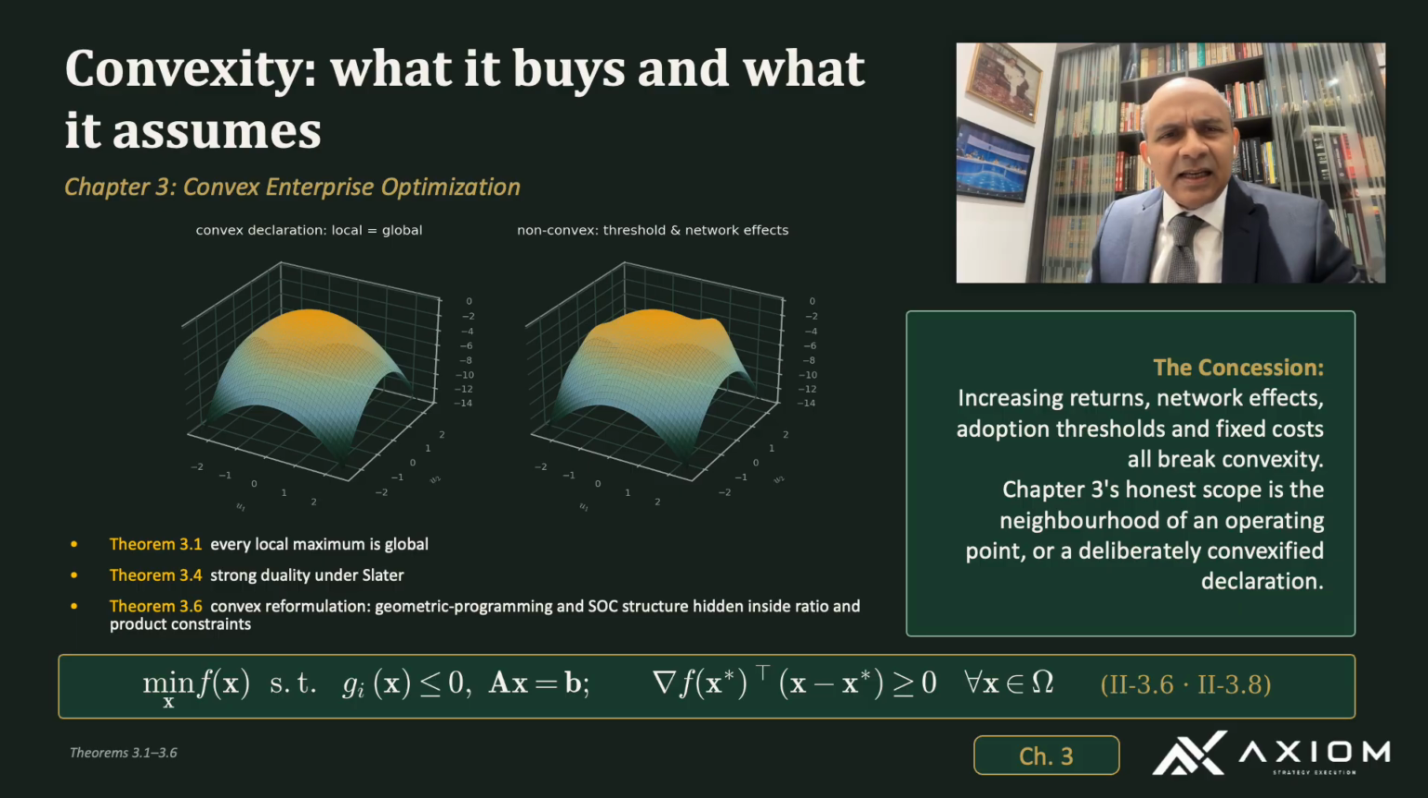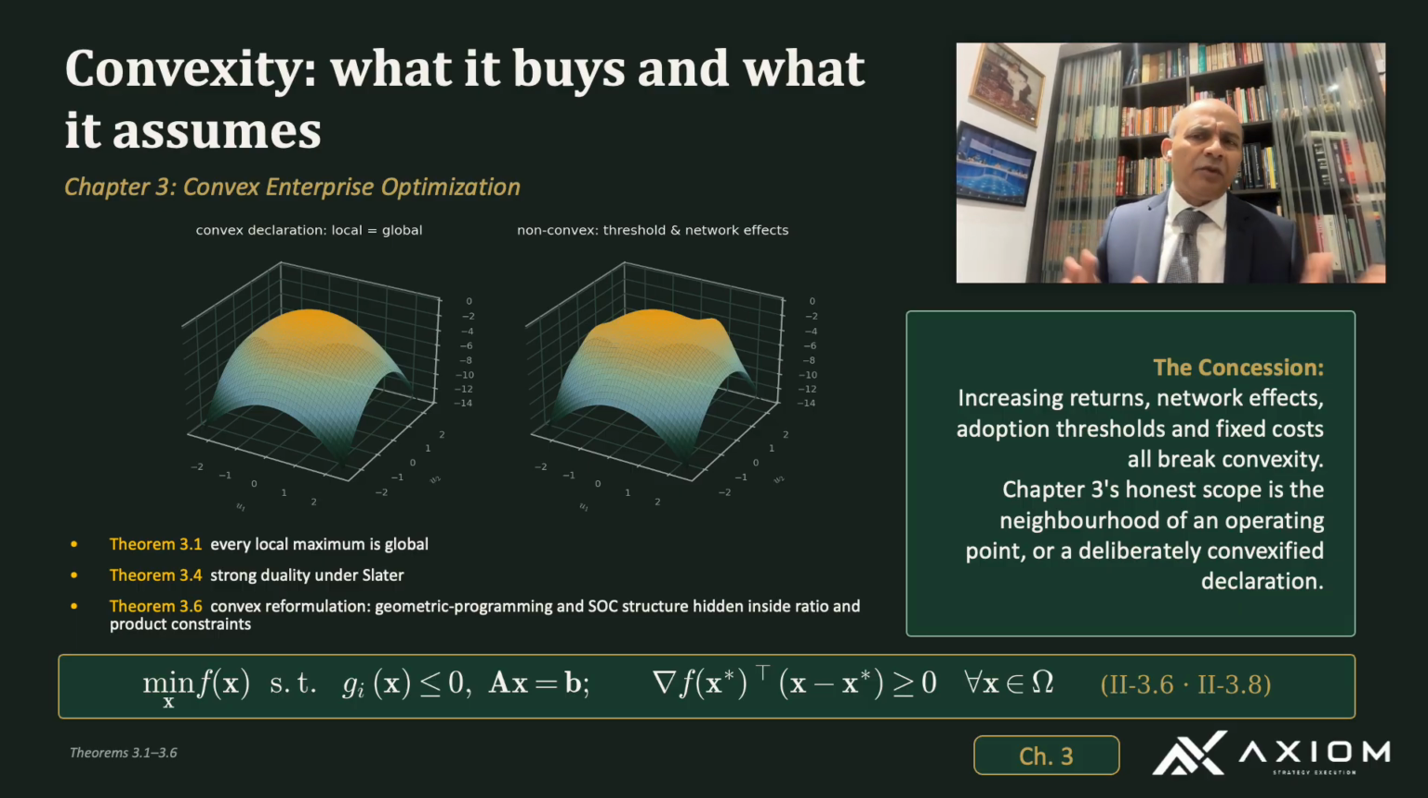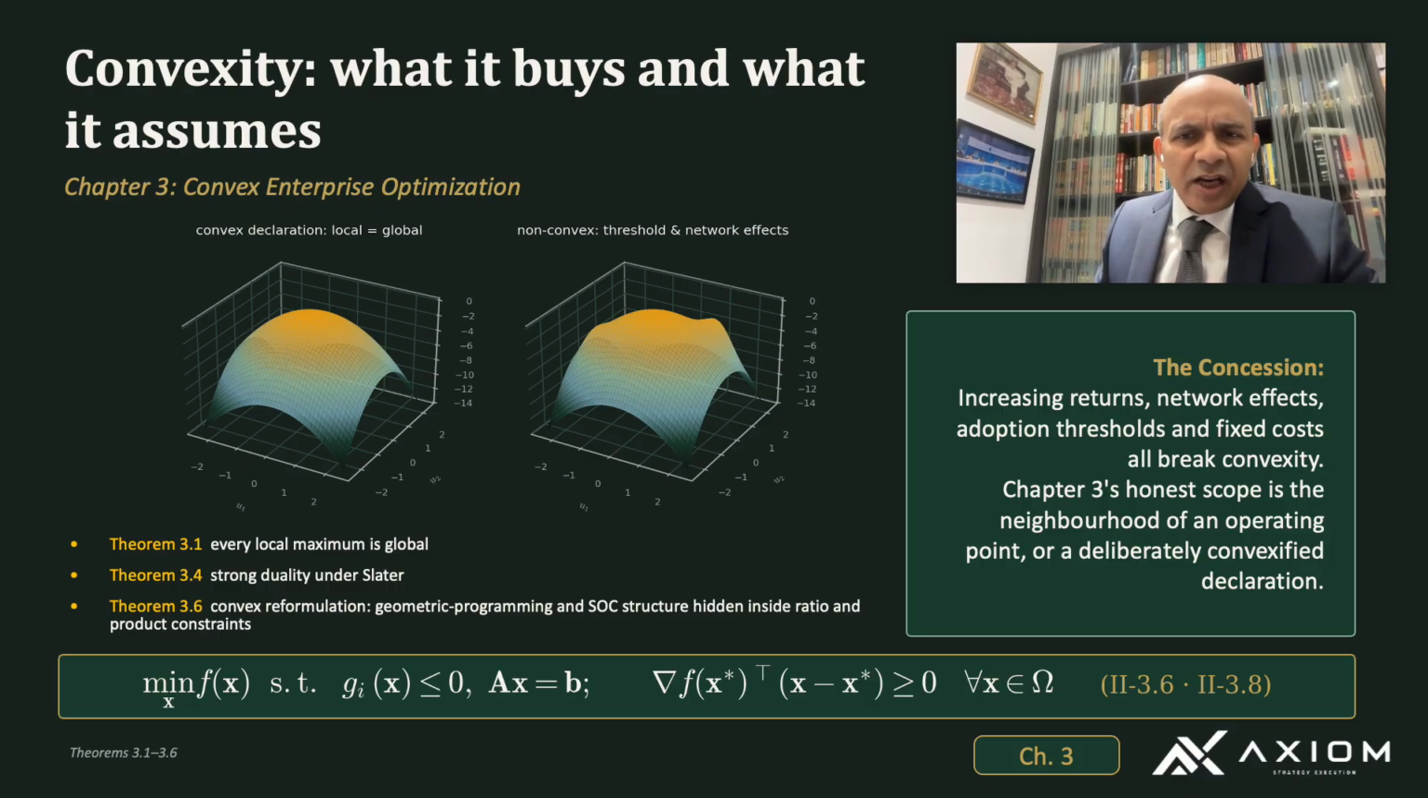Theorem 3.6, the convex enterprise reformulation theorem, which is the practically useful one. Conditions under which a non-convex looking enterprise declaration admits a convex reformulation, geometric programming, and second-order cone structure hiding inside ratio and product constraints. Many enterprise objectives and constraints can be transformed exactly into equivalent convex forms, such as epigraph, auxiliary variable, monotone, and Gaussian chance constraint formulations, while preserving the original solution.